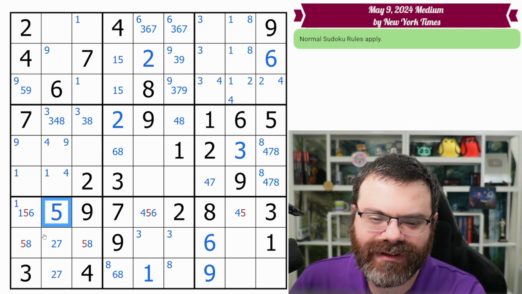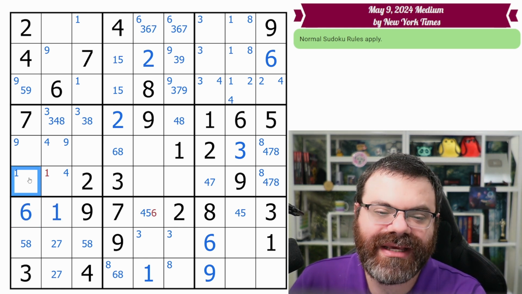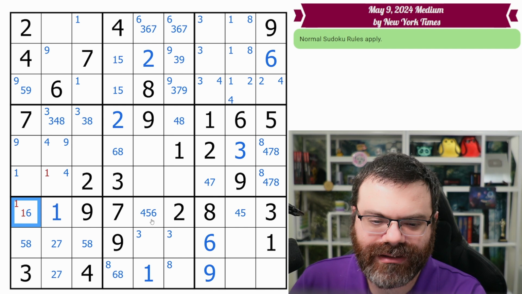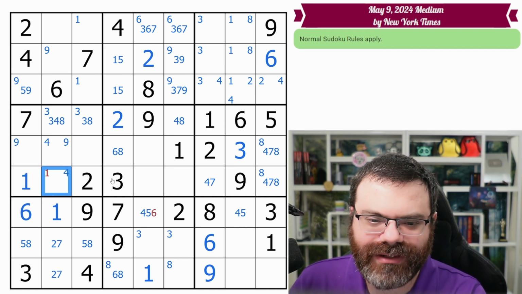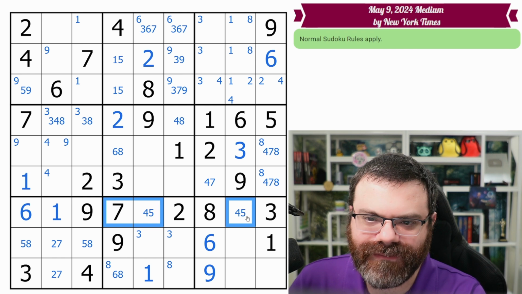If this was a 5, notice what would happen here. These would both have to be 8, or one of them would have to be empty, right? This cannot be 5, and this cannot be 5. So this ends up being the 1, which then makes this a 6, and that makes this the 1. Oops, oh, I did not mean to do that. Sorry. That makes this the 1. Okay. Now this 6 comes back around, leaving a 4, 5 pair behind here.